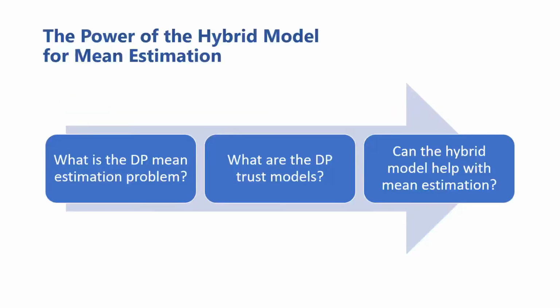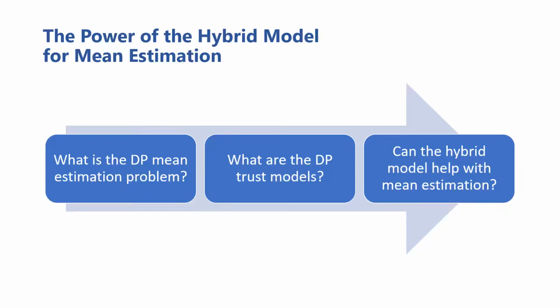The problem of mean estimation is one of the most fundamental problems in statistical literature. Not only is it useful in and of itself, but it's also often a key subcomponent in more complex statistical tasks. So in this talk, we're going to start by defining precisely what the mean estimation problem is and what it means to solve it with differential privacy.